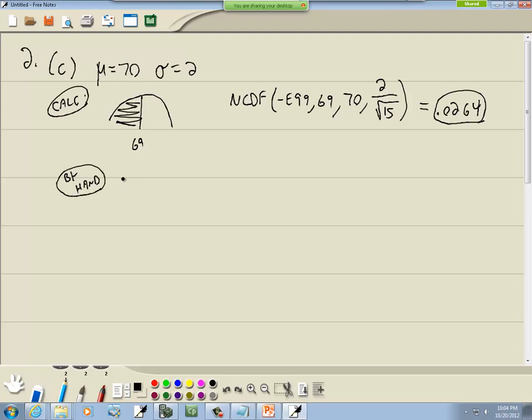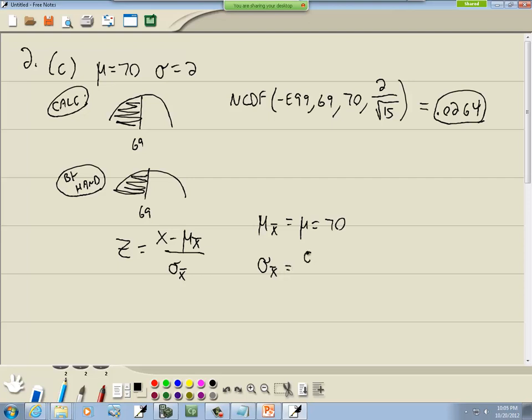Let's look at it by hand. Still the same picture, like that. And we need to change it to a z-score. Z is equal to x minus mu sub x bar over sigma sub x bar. So I need mu sub x bar. Well, mu sub x bar is equal to mu, so that's equal to 70. Sigma sub x bar is equal to sigma divided by square root of n. So we're going to have sigma, which is 2, divided by the square root of 15.